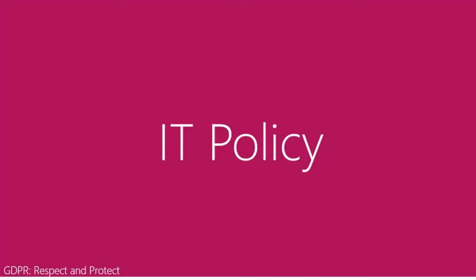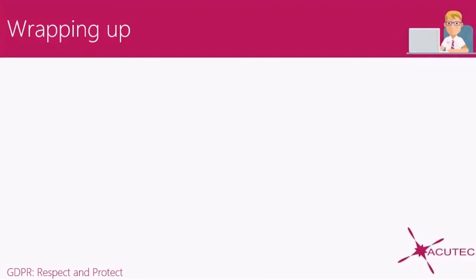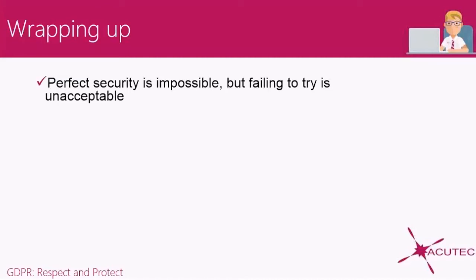So within that, if we wrap up, I know we've gone over a little bit and we've still got to answer your questions, but as we've said, perfect security is impossible, but failing to try is just unacceptable now under GDPR. You need to be thinking about your security and what you have in place. It's not just about protecting your business and its finances anymore, it's about protecting other people's information, and that's why you've got to comply with GDPR.